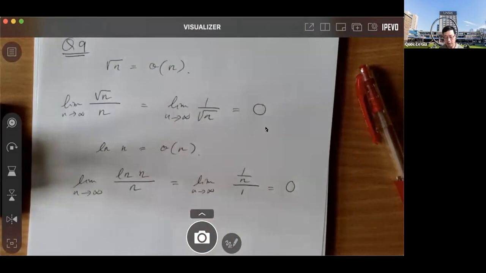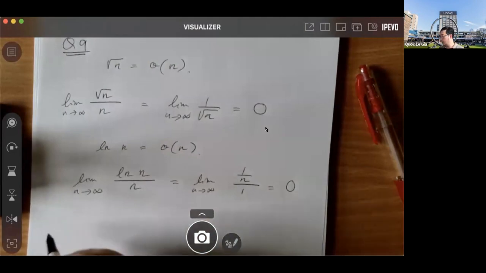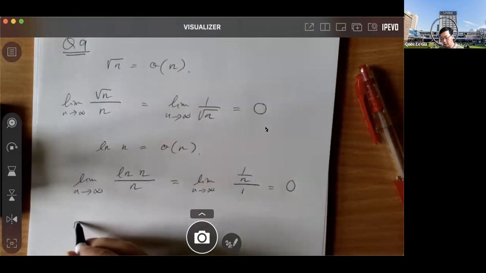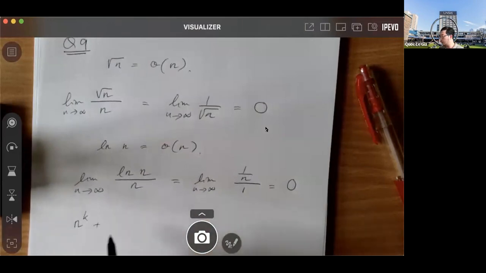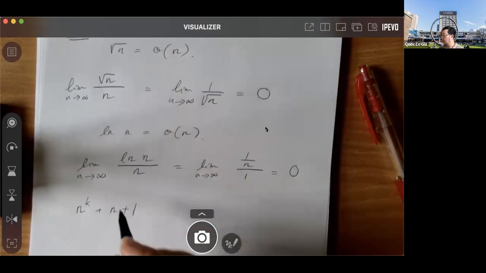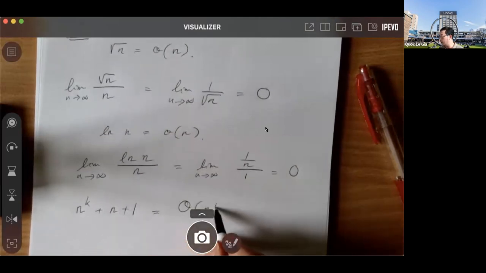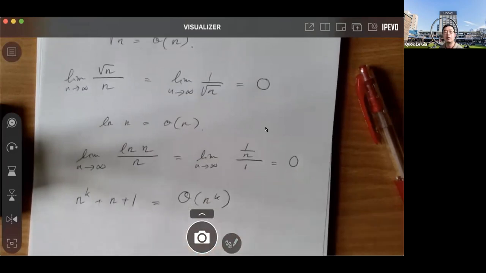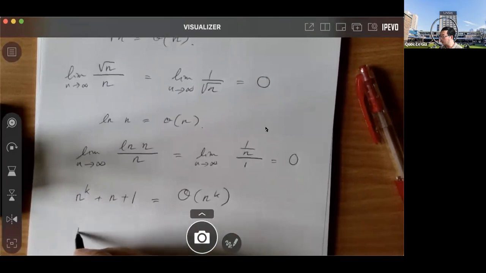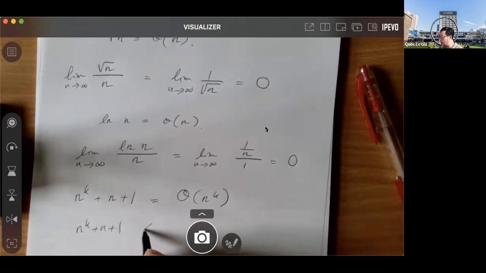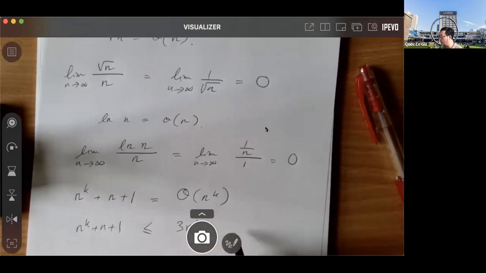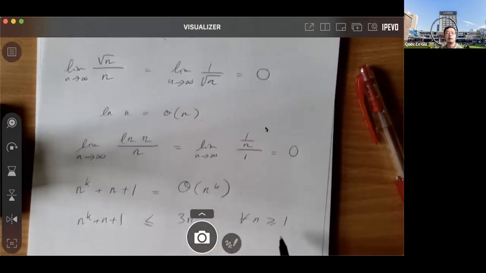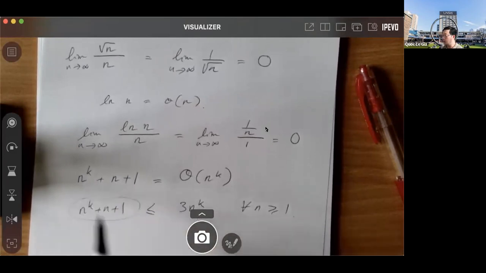There's also a question about big O notation. For example, you have n to the k plus n plus 1. This is big O of n to the k. Why is that? Because n to the k plus n plus 1 is less than 3n to the k for all n greater than or equal to 1. By definition, this sequence is bounded by a constant multiplied by n to the k. Therefore, it's big O of n to the k.